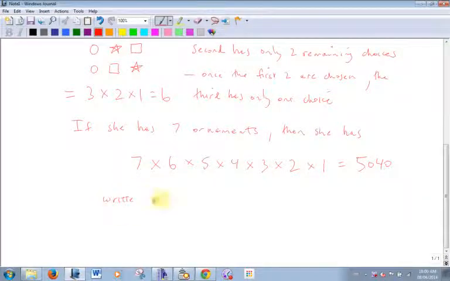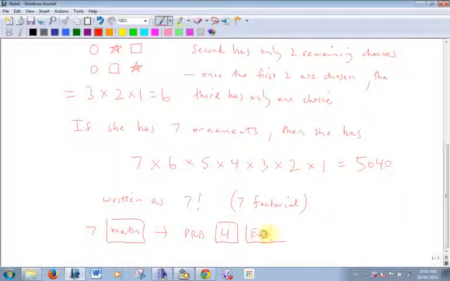Okay, this is written as 7!. That's called factorial. And if you forget how to do that, first you hit 7, then the math button. You scroll to probability, and then 4, and then enter. And you get the same number. Okay, fun little button.